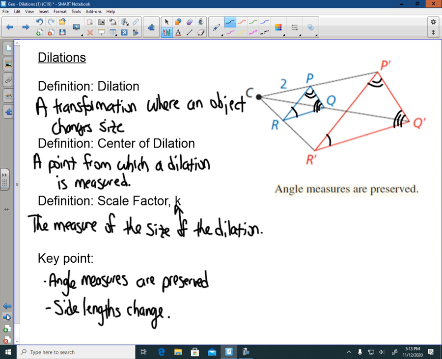Going from PR to PR prime, you can see that that side length got longer. Same thing with PQ and PQ prime, and RQ and RQ prime. Those segments have different measurements. That's how we know that we have a dilation. If the angle measures are the same and the side lengths have changed, that's a dilation.